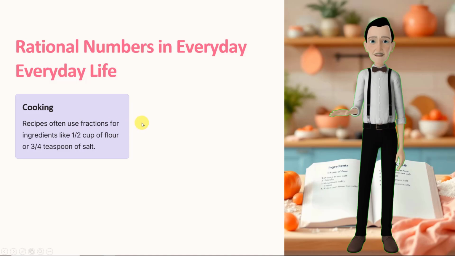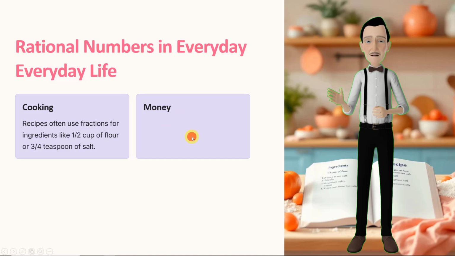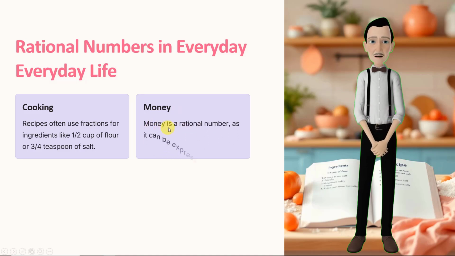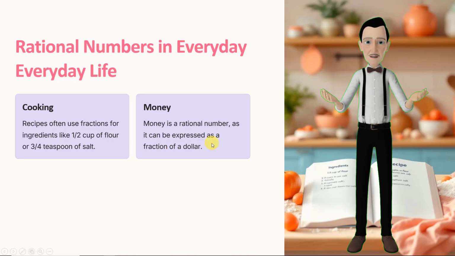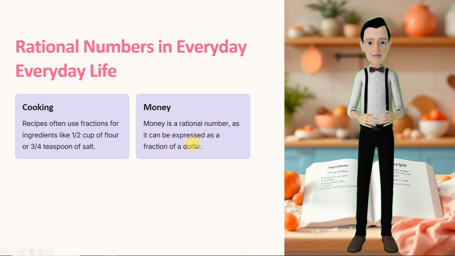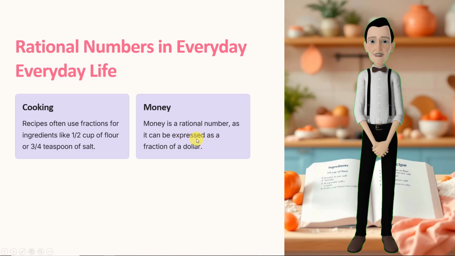Next one: money, of course. Money is a rational number, as it can be expressed as a fraction of a dollar. The cent is actually a fraction of a dollar. 25 cents is a quarter of a dollar, 50 cents is half a dollar, etc.